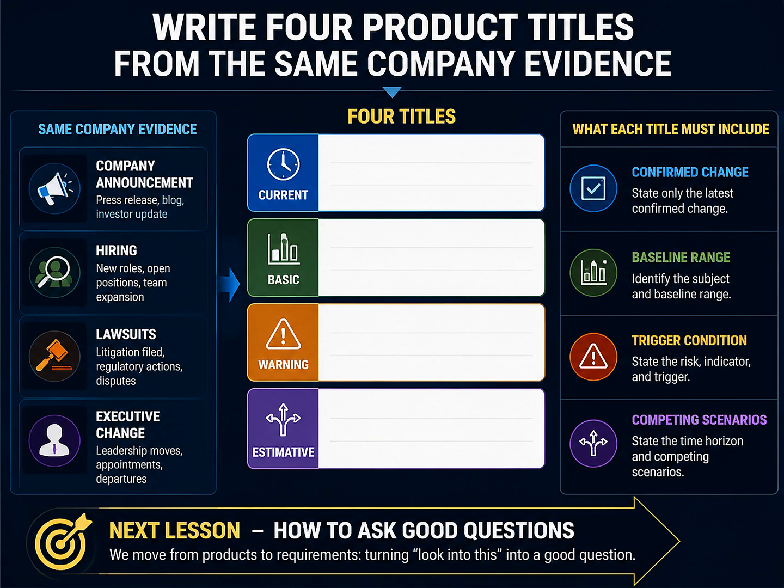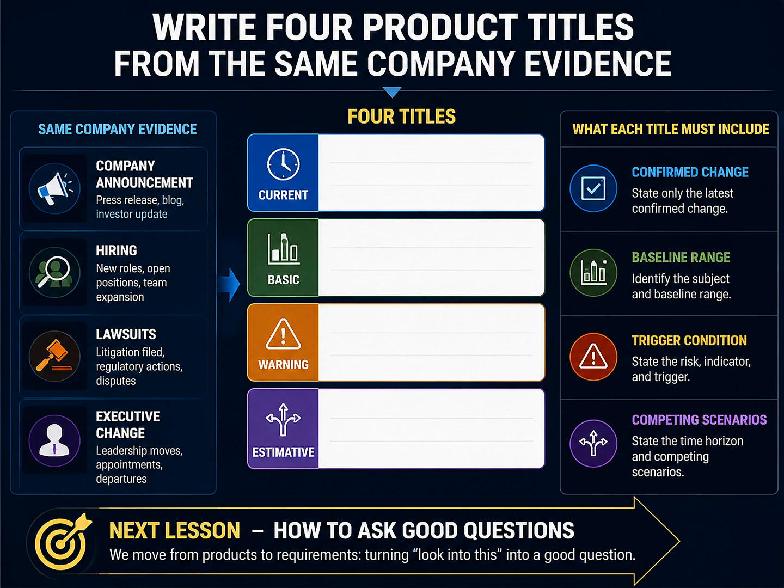Use the evidence bundle from this lesson: a hiring decline, 2 court records, 1 executive change, and 1 company announcement. Write 4 titles. The current intelligence title may state only the latest confirmed change. The basic intelligence title must name the subject and baseline range. The warning title needs a risk, indicator, and trigger. The estimative title needs a time horizon and competing scenarios.